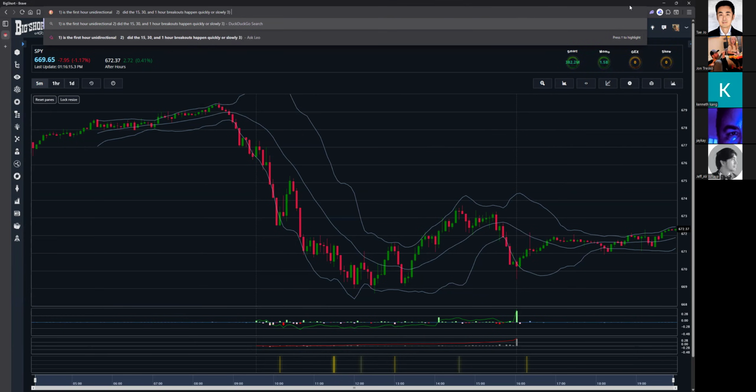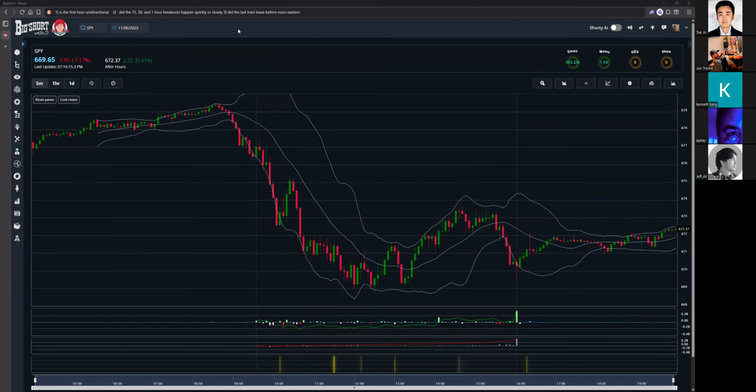And then three, did the last train leave before noon Eastern? These are the three things that you have to check every single time. And a lot of those downtrend days, which ended up hurting us that we saw a couple charts ago, those didn't have the unidirectional first hour.